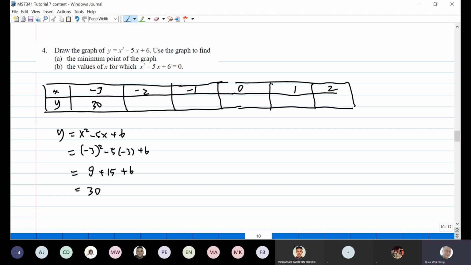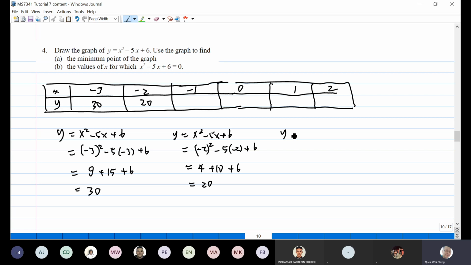Okay, let's try another one. x equal to -2. y equals x squared minus 5x plus 6 here. So -2 squared minus 5 times -2. -2 squared is 4, plus 10 plus 6 here. You get 20. Then I find that it's not very good. Looks like that's not the way I want it to be.